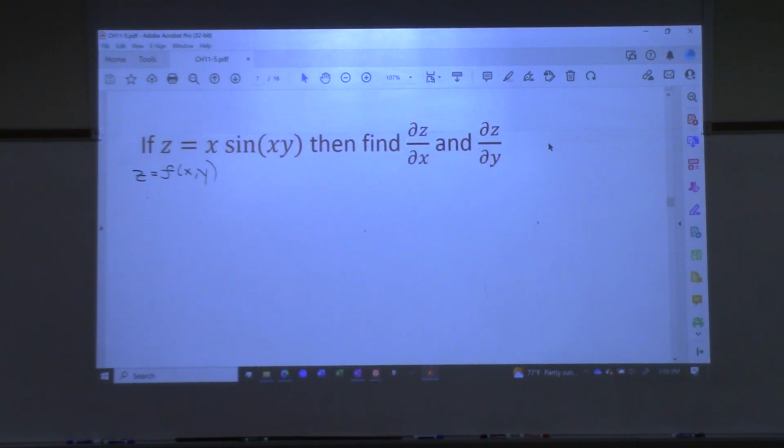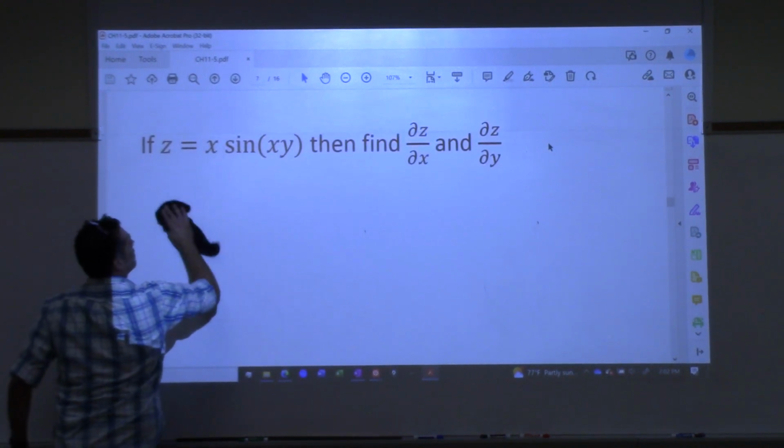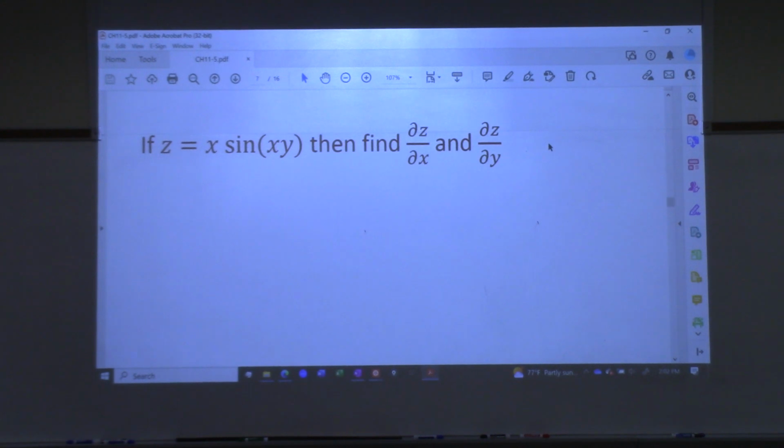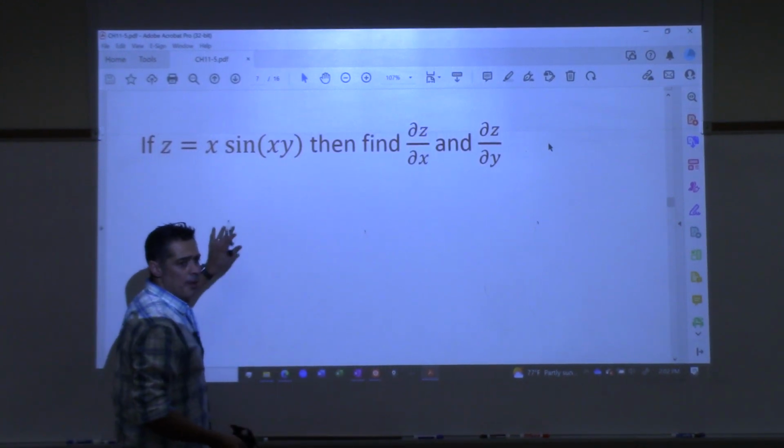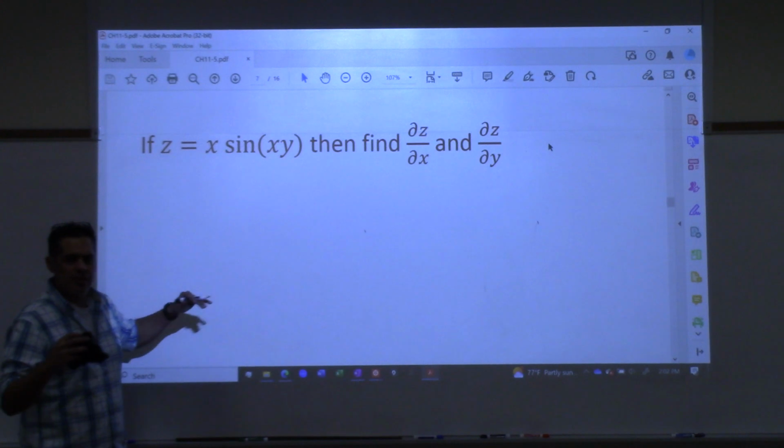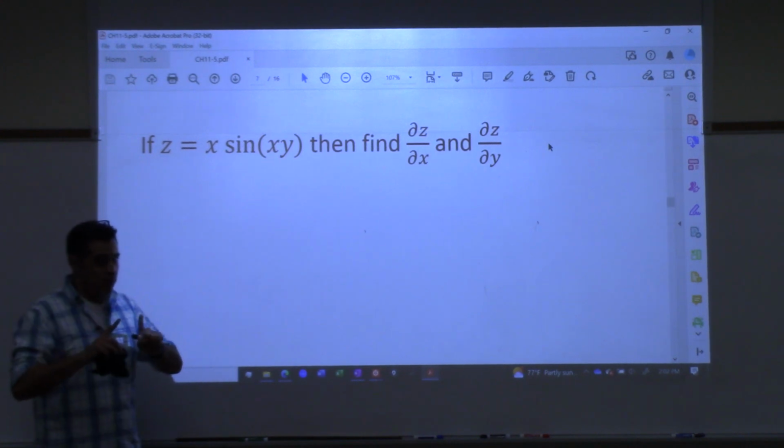If z equals x sine xy, find those partials. I'm going to draw the tree real quick, even though we don't need it. It's another way of looking at what we've already done.